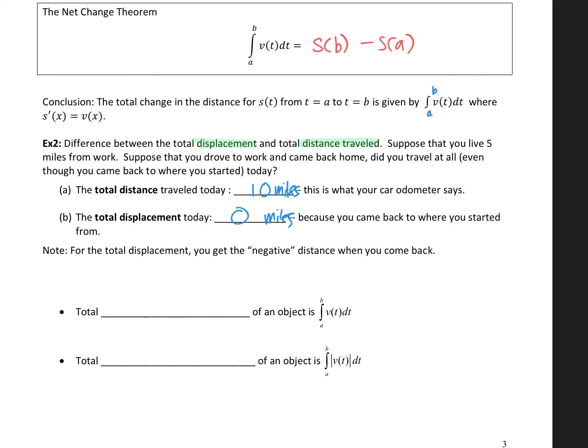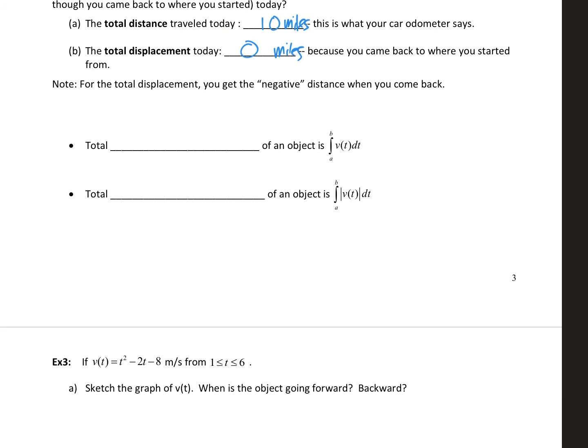Okay? So how do you represent that in terms of integral? Here, total displacement of an object is given by just the integral. We talked about how when you integrate the velocity, you get the change in position. So where did you start versus where did you end up? That's change in position. That's called displacement.